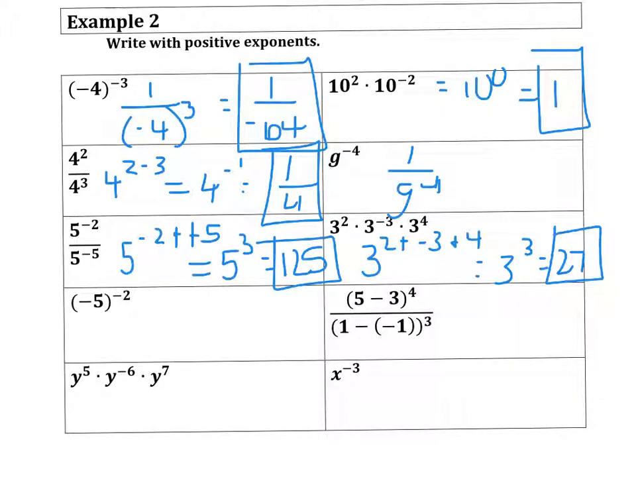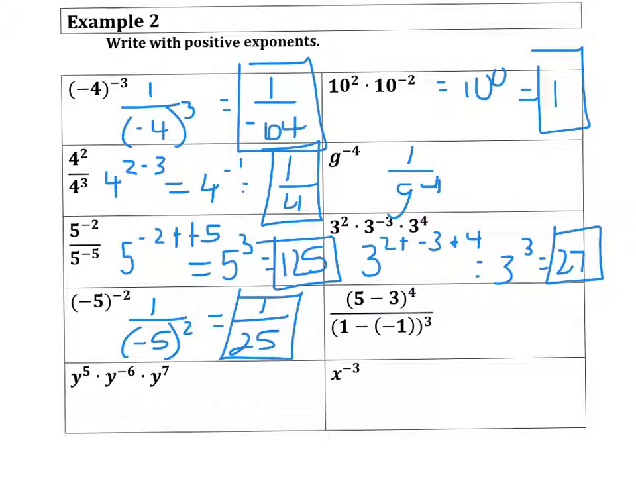Next, (-5) to the negative second power. Notice the entire -5 is part of the base because it's in parentheses. So when we evaluate this, it would become 1 over (-5) squared. And so 1 over 25 would be our final answer.